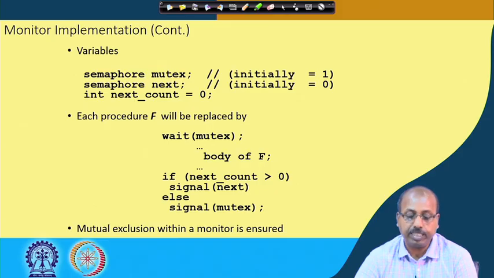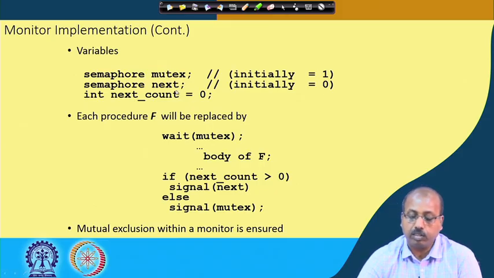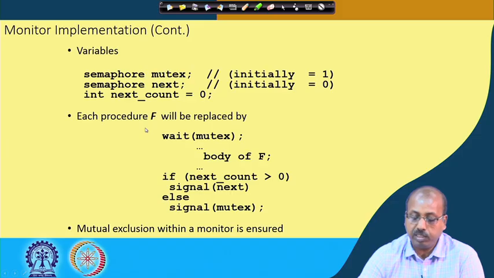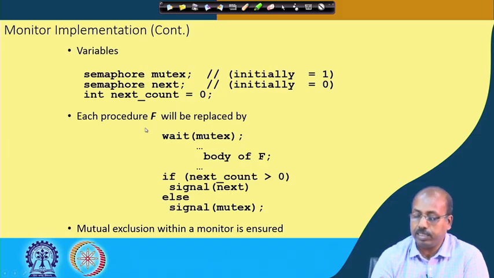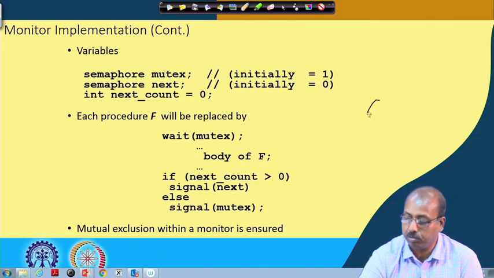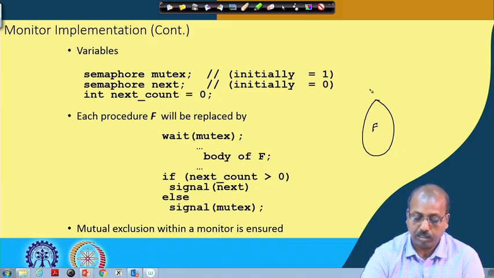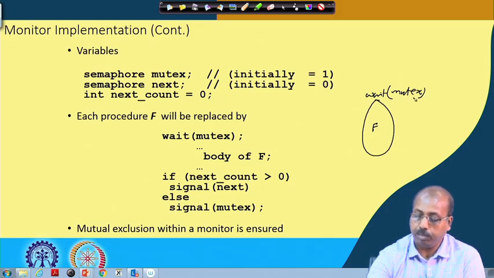So, this is the implementation. We have got the semaphore mutex which is initialized to 1, the semaphore next which is initialized to 0, and a next count of 0. Each procedure f, so we know that inside the monitor we have got several functions f. On top of f we will be putting a wait on mutex. So, this wait on mutex is ensured, then the body of f comes.